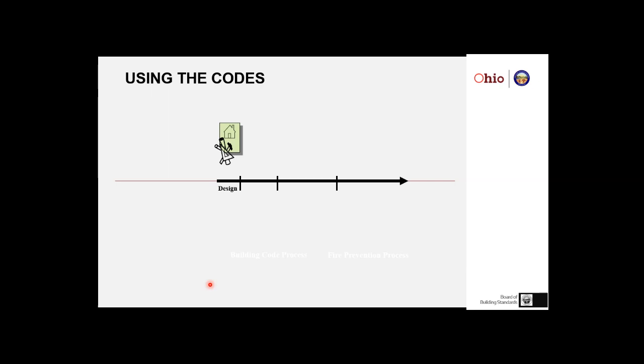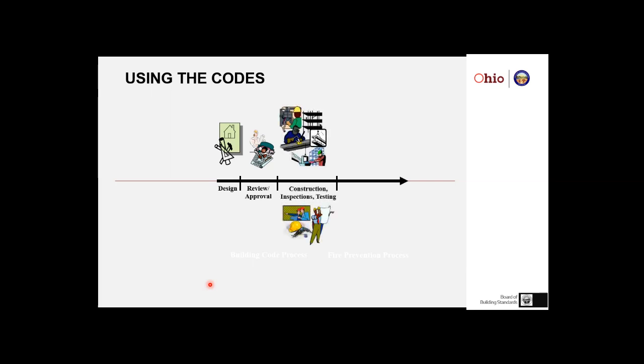Now, we also lay out an entire process for using our building codes. Most of this is outlined in Chapter 1, and this involves a whole team of professionals. From the beginning, we have the designers working with the owners to create the program for the building. Once they have the building designed, they submit it to the building department for review. The building department reviews the plans, and then construction can begin. While construction is ongoing, inspectors are going out there verifying that the plans have been met.